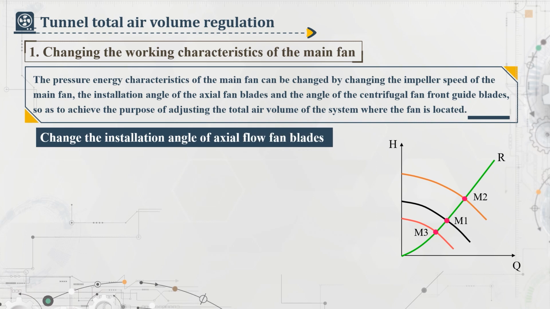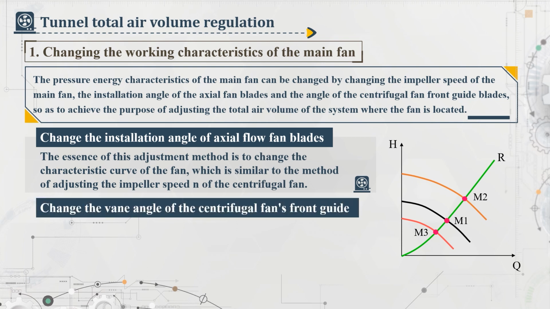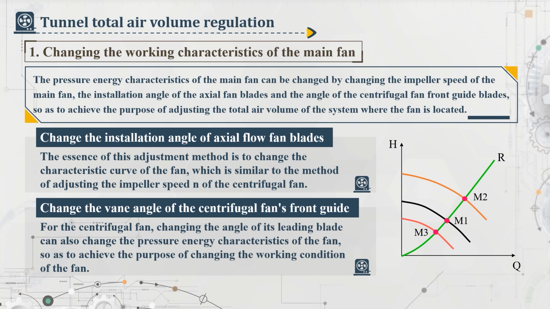2. Change the installation angle of axial flow fan blades. The essence of this adjustment method is to change the characteristic curve of the fan, which is similar to the method of adjusting the impeller speed N of the centrifugal fan. 3. Change the vane angle of the centrifugal fan's front gate. For the centrifugal fan, changing the angle of its leading blade can also change the pressure energy characteristics of the fan, so as to achieve the purpose of changing the working conditions of the fan.